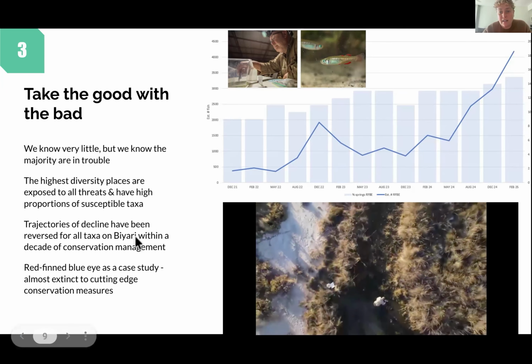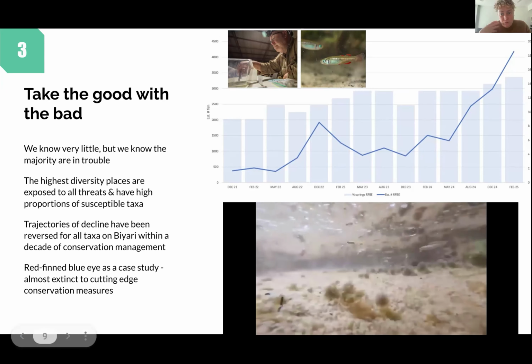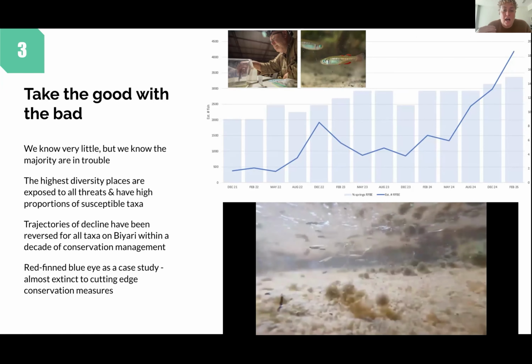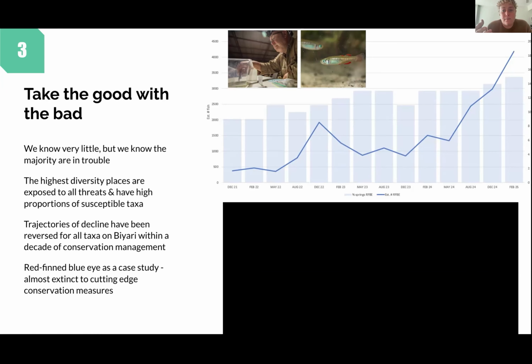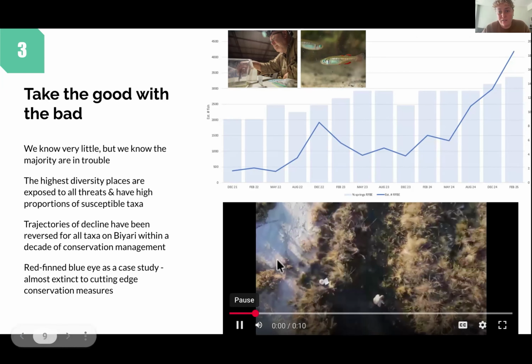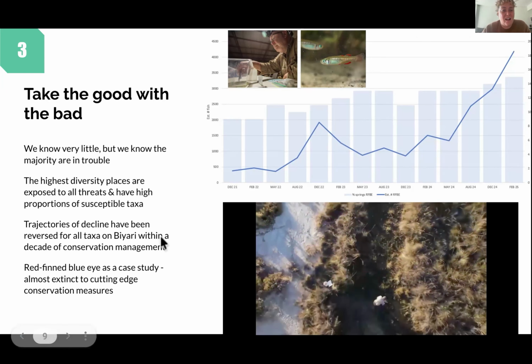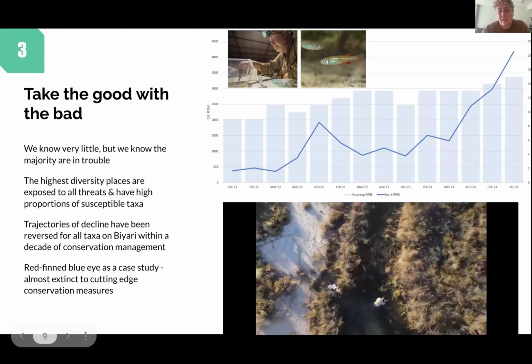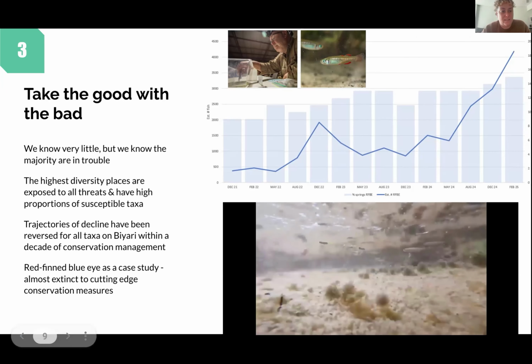So they're really a great case study. This system is incredibly diverse and unique. It's facing a lot of problems, but there are perfect examples of where, when people knuckled in and worked together, we've really turned around the trajectory for some of the really threatened species.